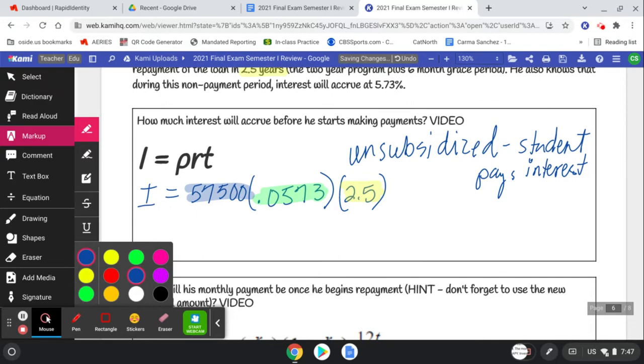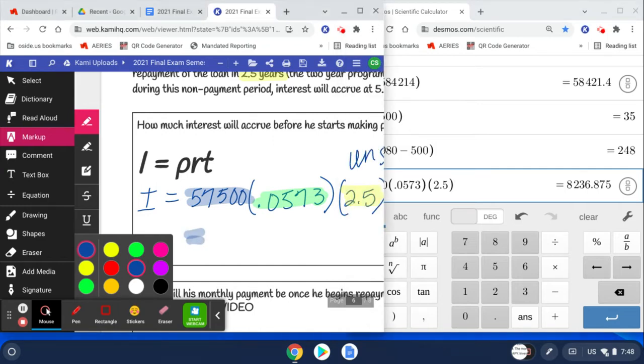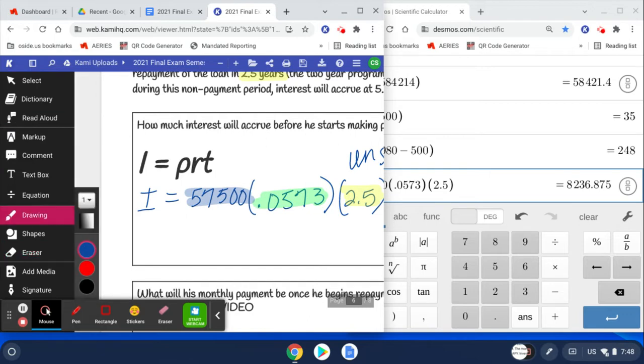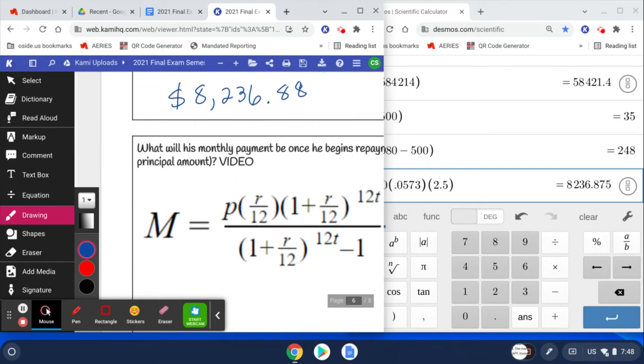Okay, let's go multiply this and see how much interest accrued the whole time they were in there. So 57,500, 0.0573 times 2.5. So $8,236.88. So picture that he's in school doing his schoolwork while this money is accruing.